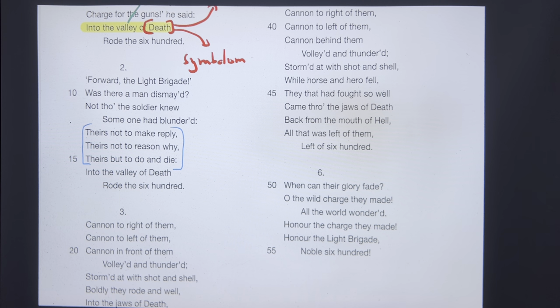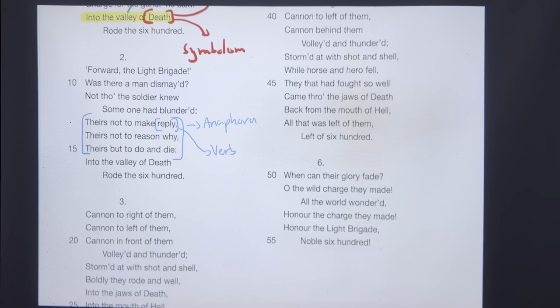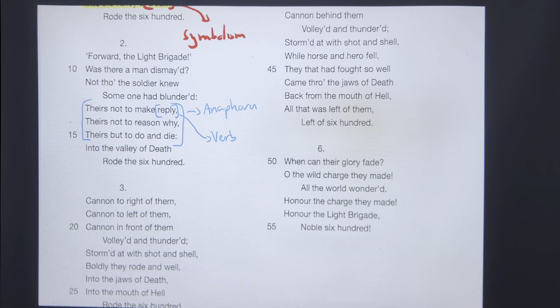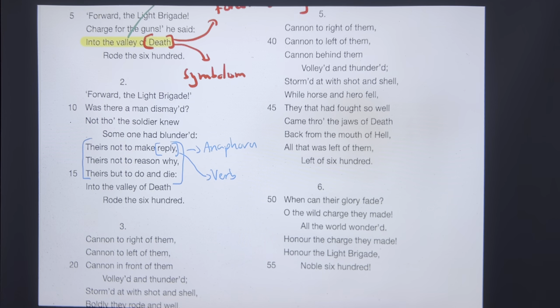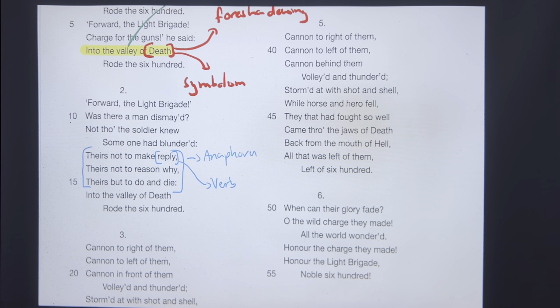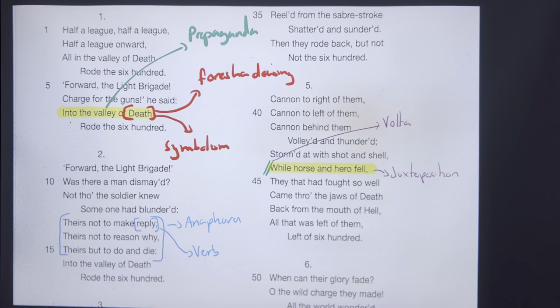And over here, guys, I would speak about the anaphora. And out of all of them, I would talk about the idea of the verb reply when it comes to this particular quote. So now, I would end by talking about the Volta over here. The Volta here coincides with the juxtaposition that comes straight after it. And these are the three quotes that I would speak about when it comes to this poem.